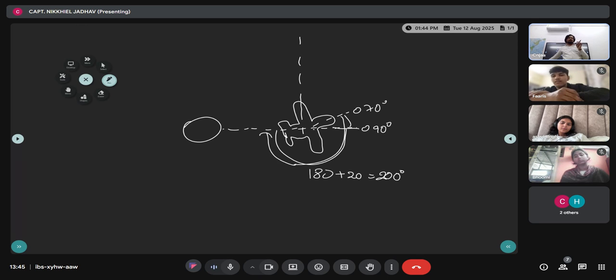Understood: true bearing, magnetic bearing, and relative bearing. Don't get confused in this.